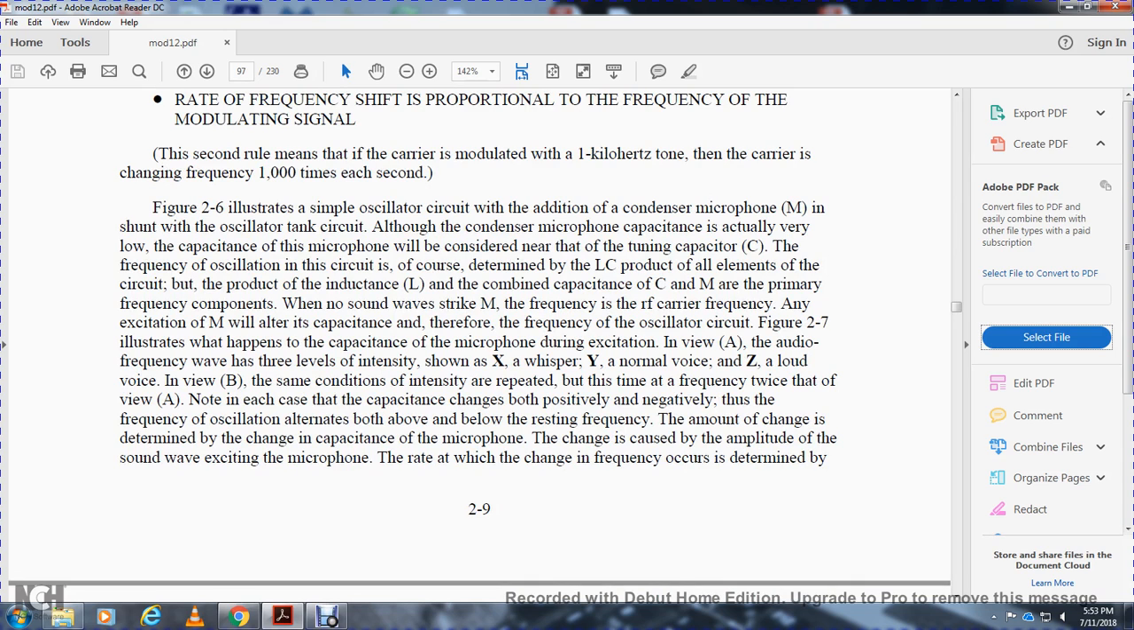Figure 2.6 illustrates a simple oscillator circuit with the addition of a microphone in the oscillator tank circuit. Although the condenser microphone capacity is actually very low, the microphone will be considered as near the tuning circuit capacitor. The frequency of oscillation of the circuit is determined by the product of the inductance and the combined capacity of the capacitor.